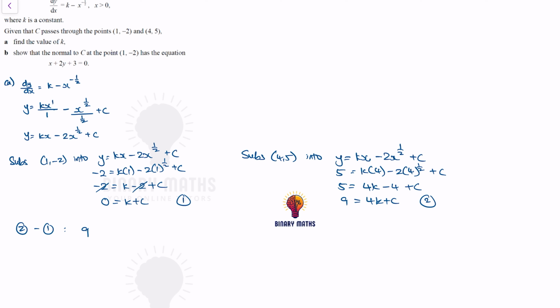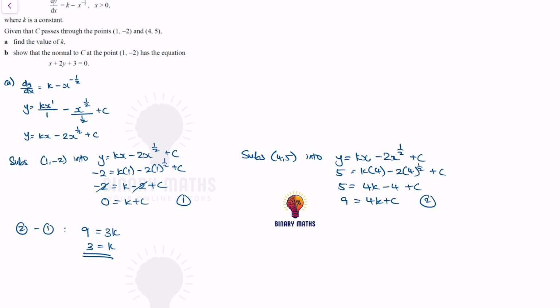4k take away k gives me 3k, and c take away c gives me nothing. So I've eliminated c. So k must be equal to 9 divided by 3, which is 3. And we were asked to find k. I might as well find c, since I've found k.